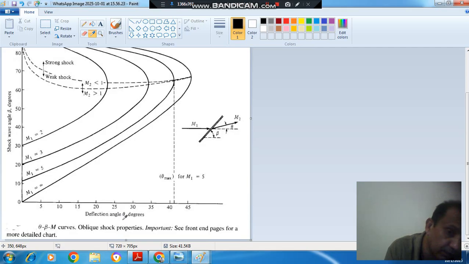Here in the horizontal coordinate, this is your deflection angle, and in the vertical coordinate there is the shock wave angle, and this is your curve for a particular value of M, that is 2. And if we take M equal to 3, then this is the curve, and if we take M equal to 5, then this is the curve, and these are the curves corresponding to different Mach numbers. So this is your theta beta M diagram, with theta the deflection angle, beta the shock wave angle, and this is your straight shock wave.